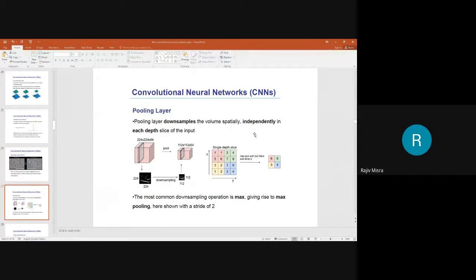So if you want to downsample, keeping all the properties or features of the image intact, the dominant value, meaning the maximum, will take out all the important features of the image, and the size will be reduced. That is called downsampling, and this operation is performed in the pooling layer shown over here.